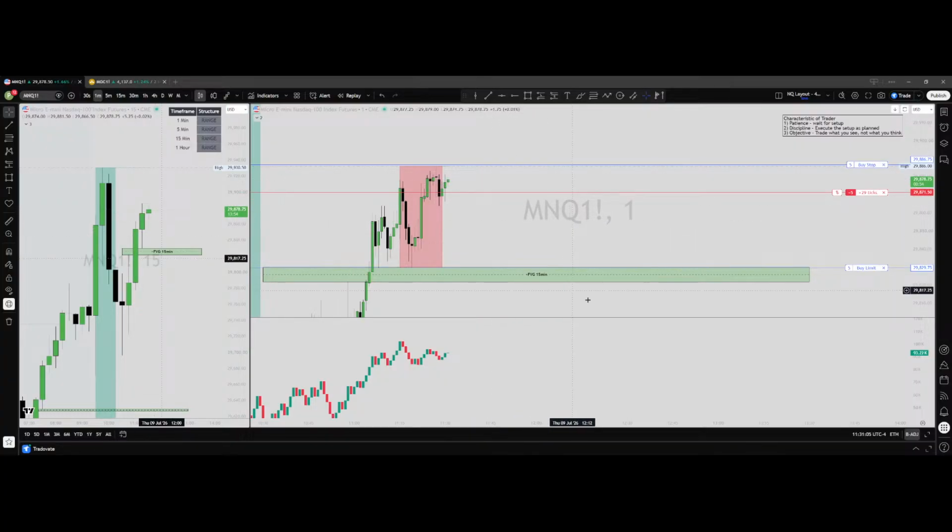I'm looking for price to come into this fair value gap. Not the reaction that I was expecting. I wanted to see a continuation. It did not give us that continuation. Risk is too small, so it's okay. Just 16, 17, 15, 16 points.